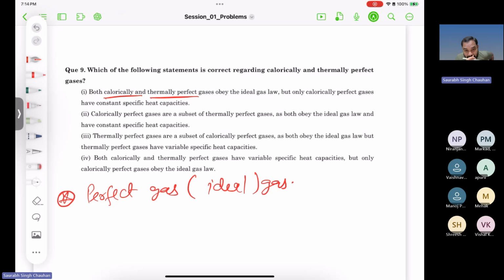Can you please repeat? In a calorically perfect gas, the specific heat is constant, but in a thermally perfect gas, the specific heat is a function of temperature. It varies with temperature, especially at high temperatures. Yes. And why does it happen? Because there are some other degrees of freedom which can get activated at higher temperatures, right? Yes, sir. Ionization, dissociation, all that.